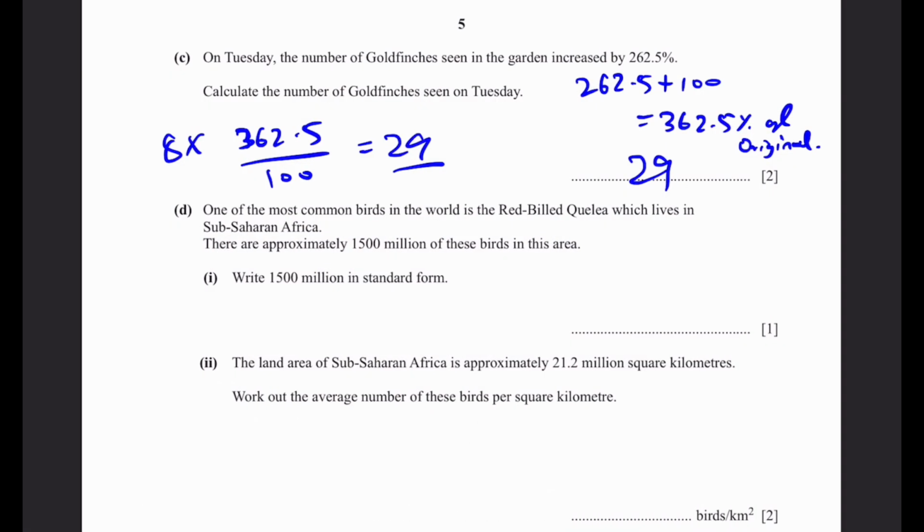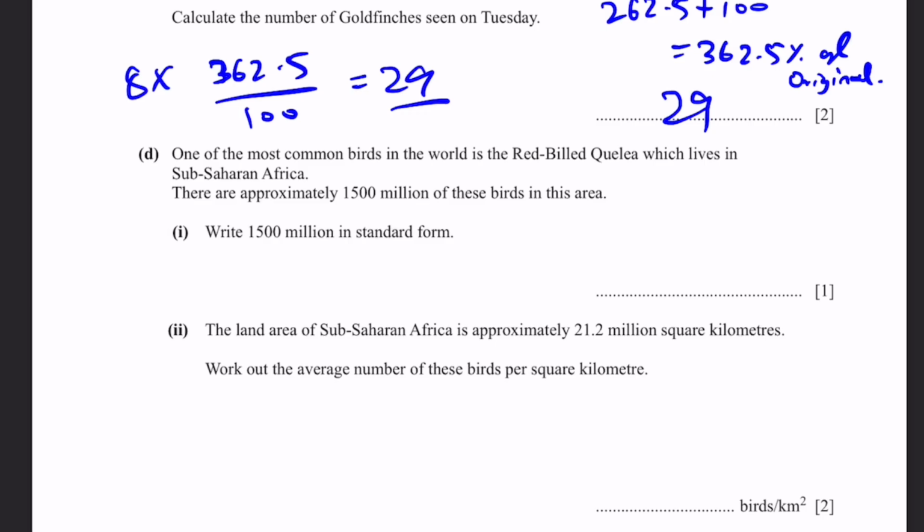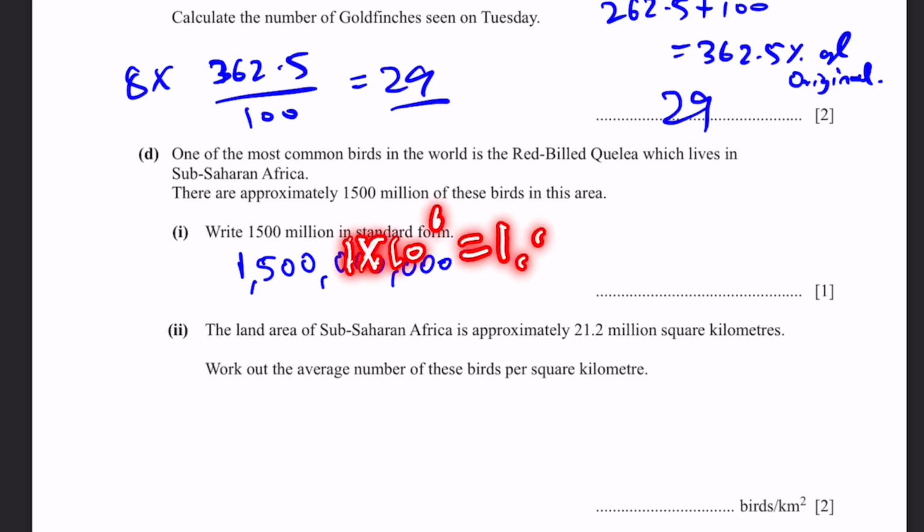Now for part D. One of the most common birds in the world is the red-billed Kela, which lives in sub-Saharan Africa. There are approximately 1,500 million of these birds in the area. 1. Write 1,500 million in standard form. That's just 1,500 followed by 6 more zeros, since a million means 1 times 10 to the power of 6, or 1 followed by 6 zeros.